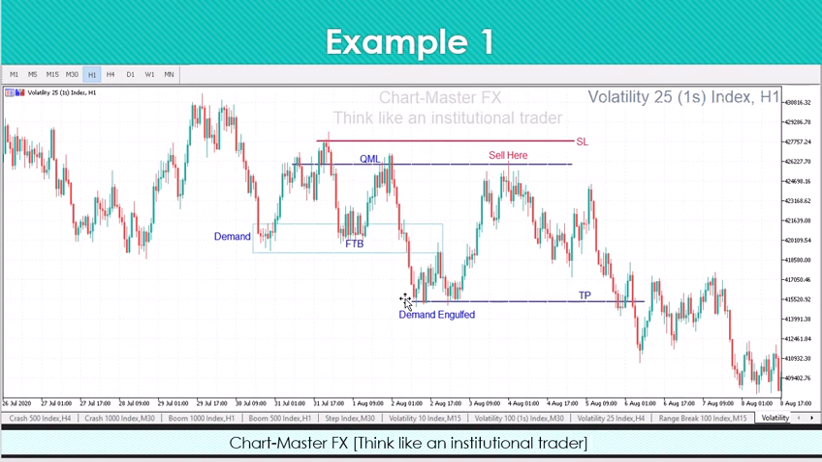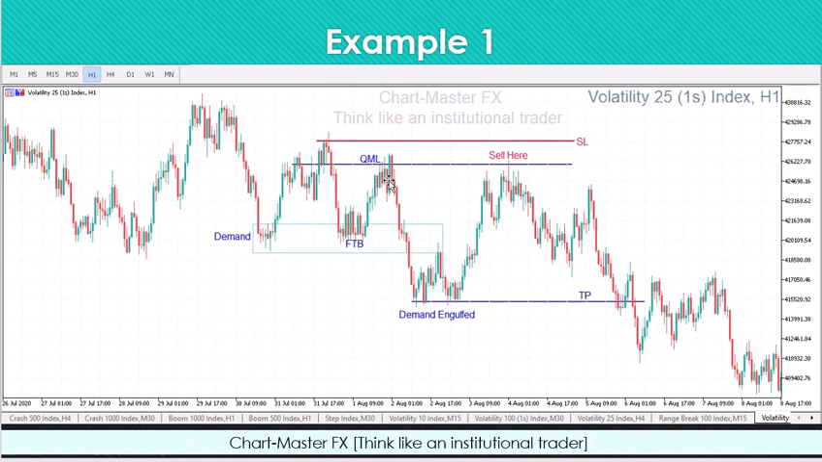We are on the Volatility 25 (1s) index on the H1 time frame. So guys, as you can see here, we have our demand. Once we have our demand zone here, we wait for the price to make a first time back. Once the price makes a first visit to the demand, then we can wait for the demand to be engulfed. Once the demand is engulfed, then you can trade your Quasimodo.